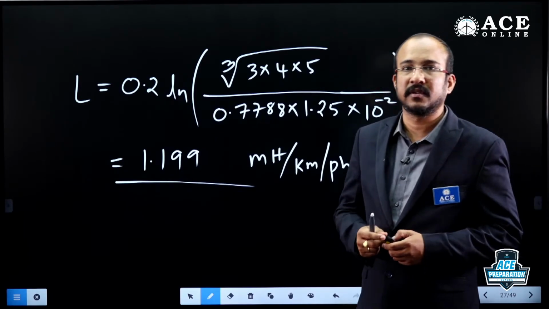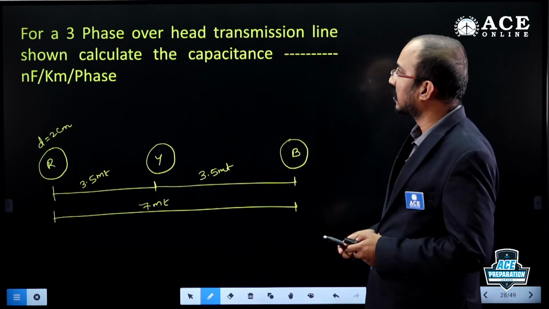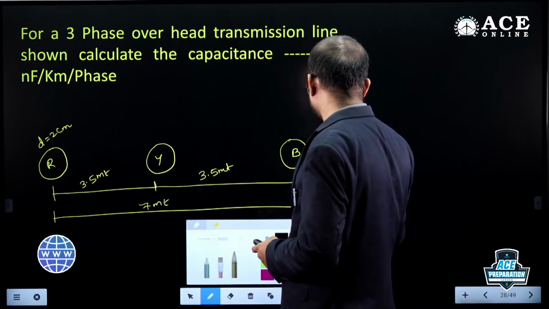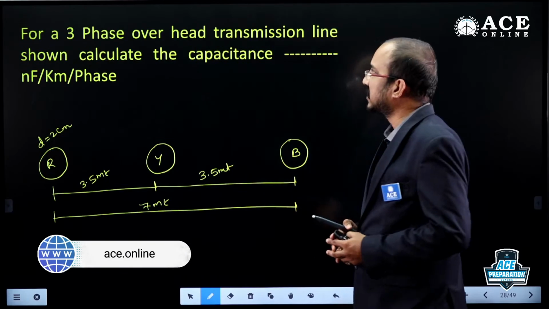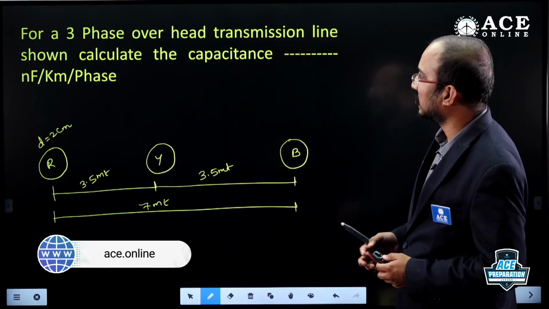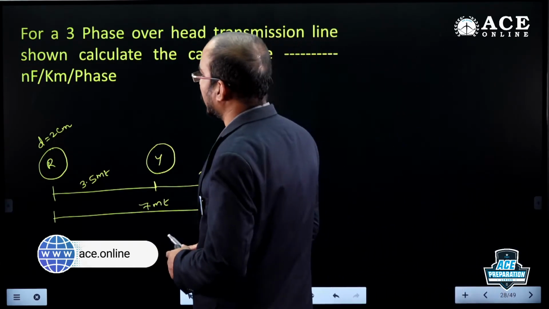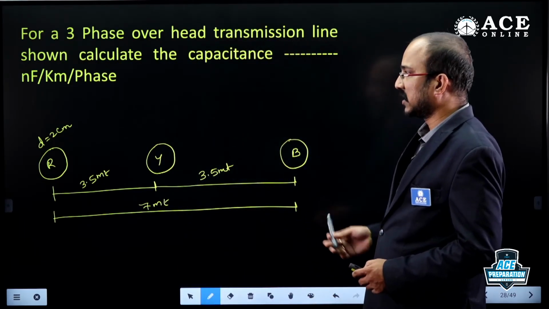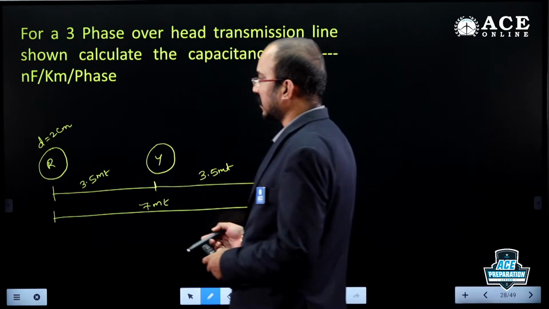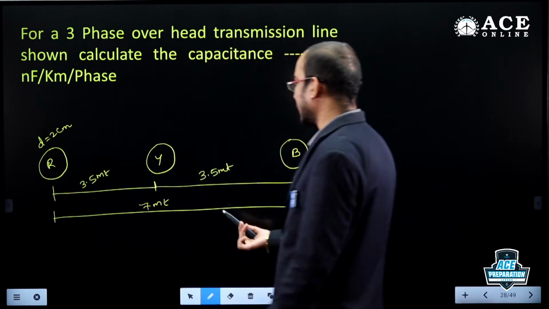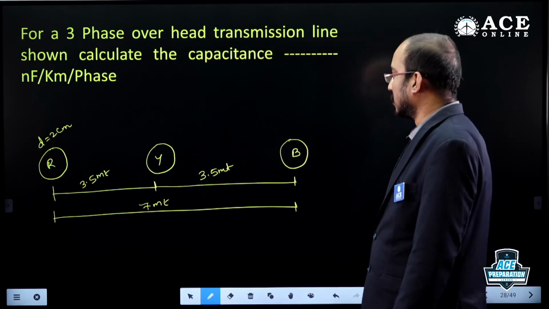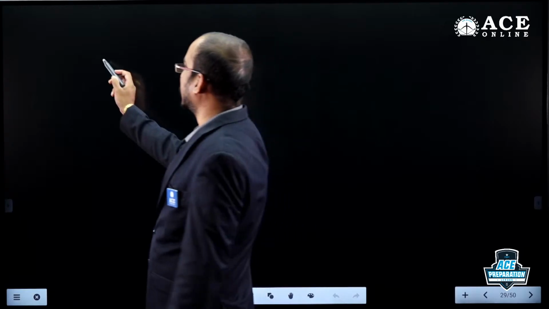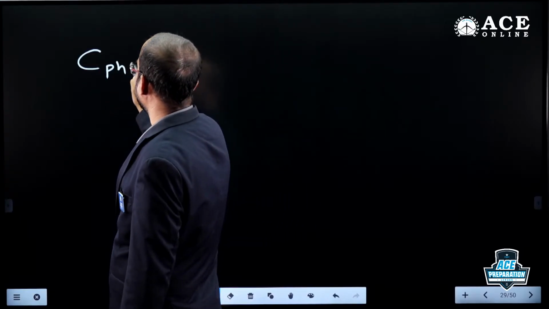Observe the next question. Here in this question, for the three-phase overhead transmission line shown, calculate the capacitance in nanofarad per kilometer per phase. He has given horizontal spacing, diameter of the conductor is 2 centimeters, 3.5, 3.5 and 7 meters. So how do you calculate the capacitance here? Capacitance per phase, how do you calculate?